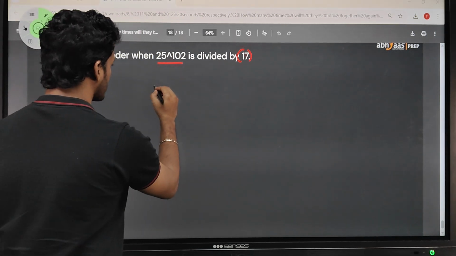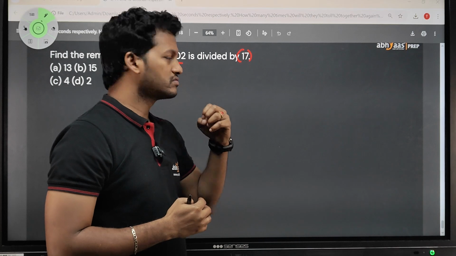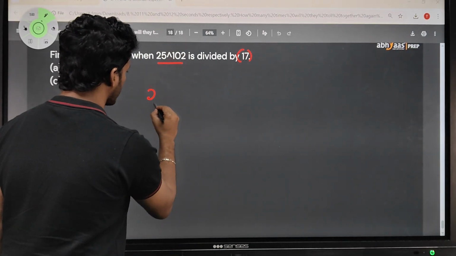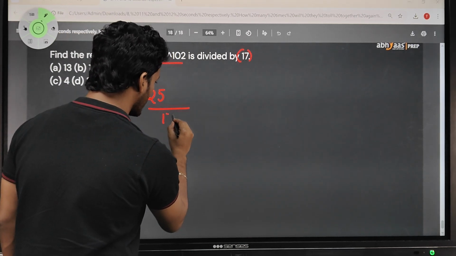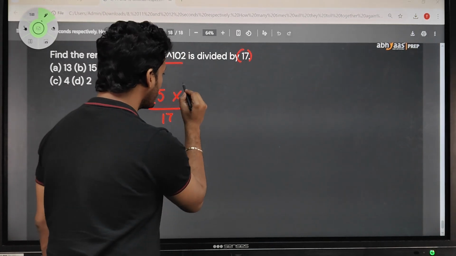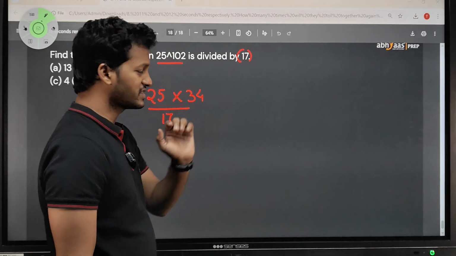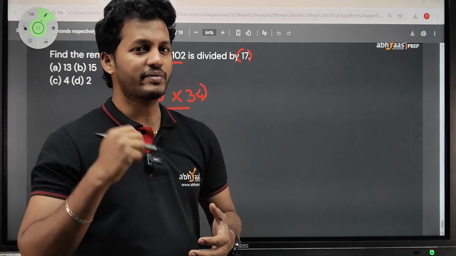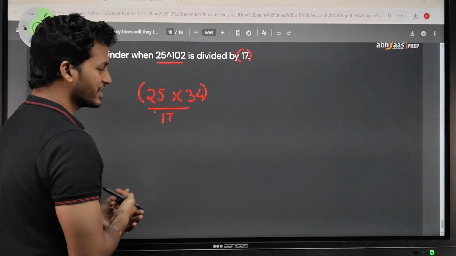First thing, whenever you go for any division or any theorem, first of all understand the basic concept. What is that? 25 power 102 has to be divided by 17, right? So if I multiply 25 and 34, let us say this is the number, and I have to divide it by 17. Is it not divisible by 17? Observe carefully this number. Yes, it can be exactly divisible by 17.